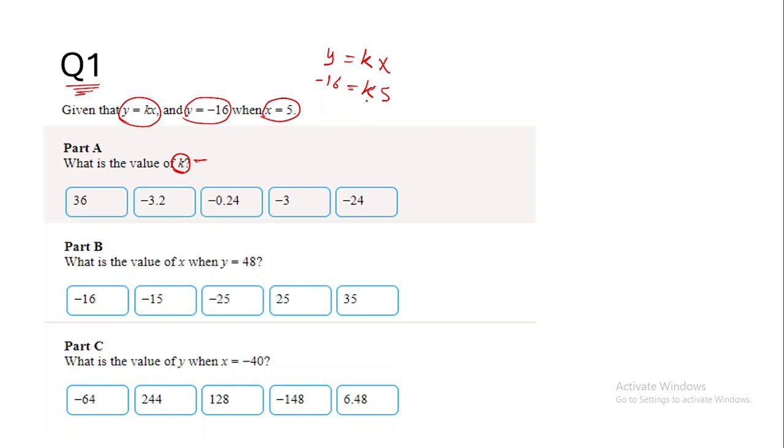To have k here only, we will divide this side by 5. As we divide this side by 5, the other side has to be divided by 5 also. So that means k will be equal to -16 by 5. So we'll take this number and make a division. So 16 divided by 5.